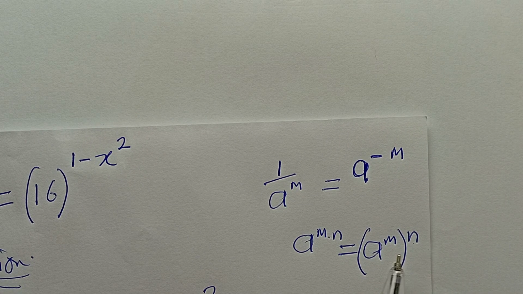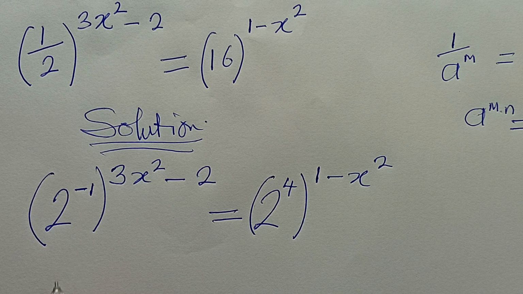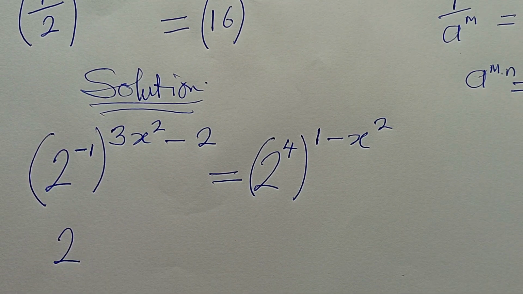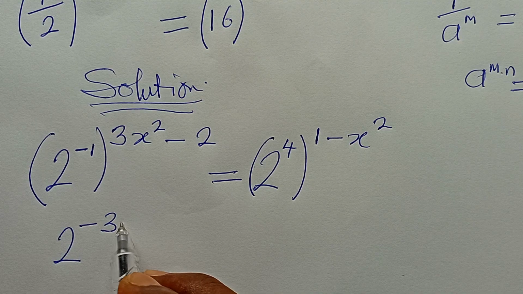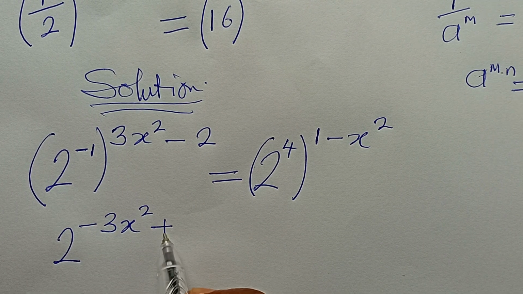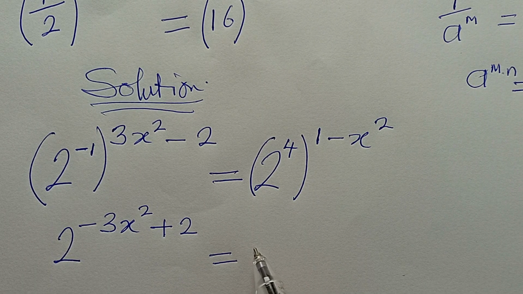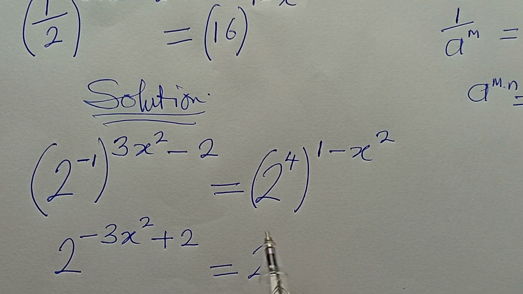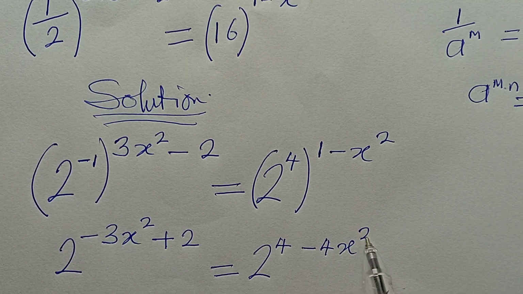So this is an exponent, this is an exponent. So we can multiply the two of them to give us this. And if we apply that law, then we're going to have our expression here to be 2 raised to the power of, we have minus 1 times positive 3x squared, that will give us minus 3x². Then minus times minus gives us plus here. So we have plus 2, everything equal to 2 all raised to the power of 4 minus 4x².